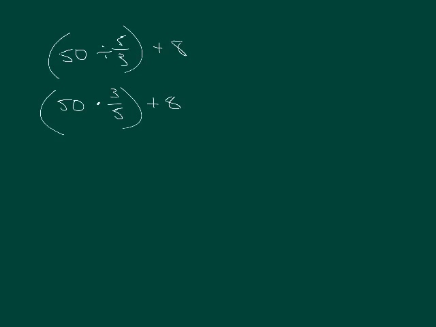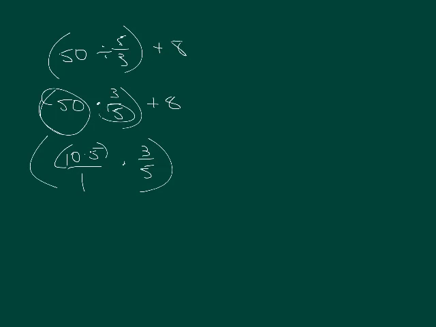And I'm going to write this as 10 times 5, and let's put it over 1. So I'm going to write 50 as 10 times 5. And the reason I did that is because I see that there's a 5 in the denominator here. So I'm going to do some canceling. So then I cancel this with this, and I'm left with 10 times 3 is 30 over 1, which means it's just 30. And now I can add 8 to it and get 38. Okay, so that's some problems from section 2.4.